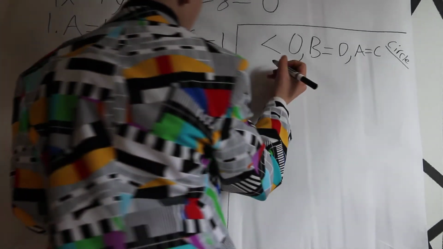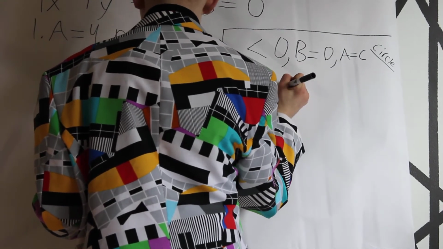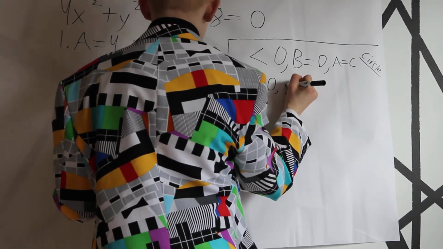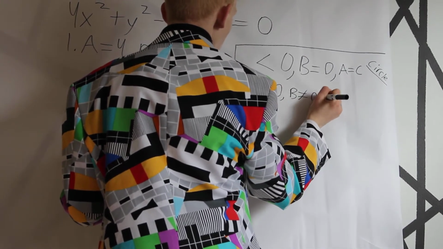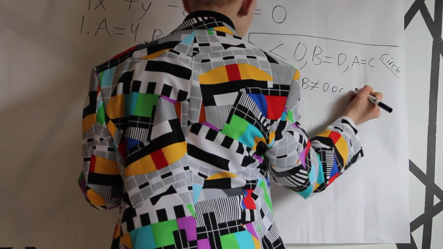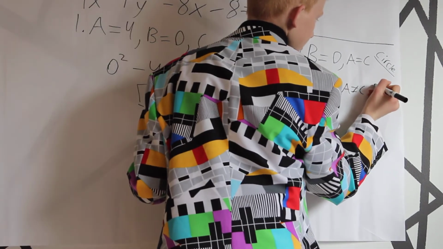Let's move on. We have, if it is less than 0, and either b does not equal 0, or a does not equal c, then it is an ellipse.